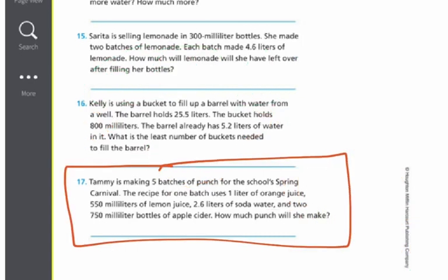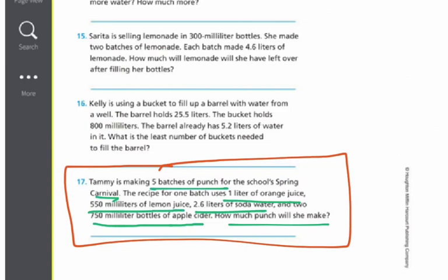Final problem on the page. Tammy's making 5 batches of punch for her spring school carnival. The recipe for one batch uses 1 liter of orange juice, 550 milliliters of lemon juice, 2.6 liters of soda water, and 2 750 milliliter bottles of apple cider. How much punch will she make?